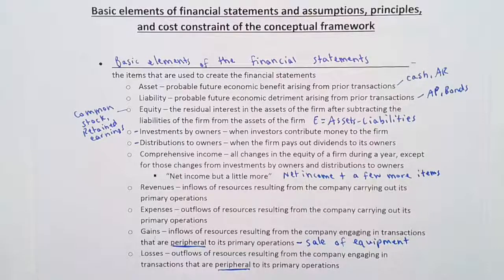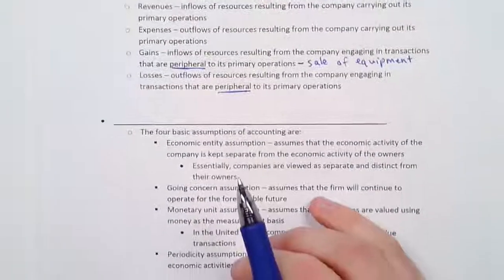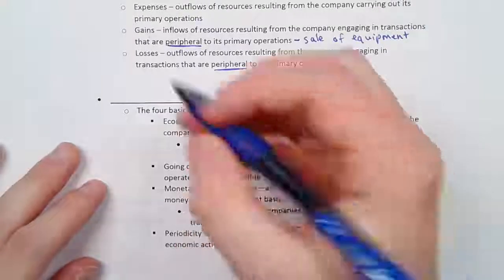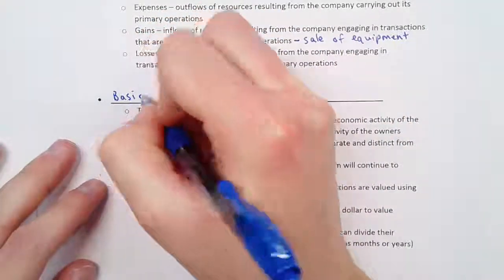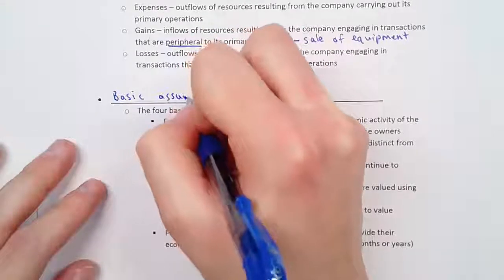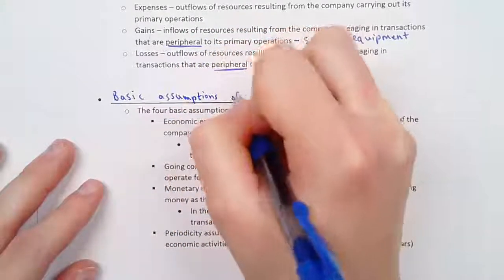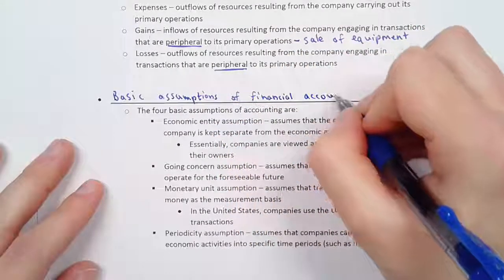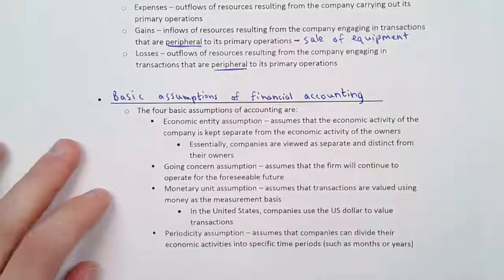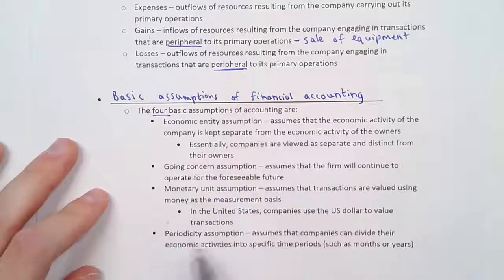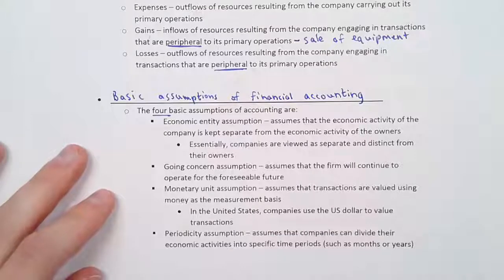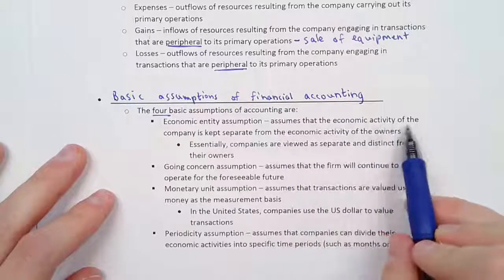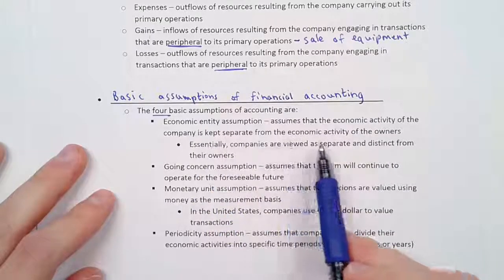Now we're going to move down to the basic assumptions of financial accounting. Okay, so we'll just write in here basic assumptions of financial accounting. We have 4 basic assumptions and we have them all listed here, so let's go through them really quick. The first one is the economic entity assumption. Basically, this assumes that the economic activity of the company is kept separate from the economic activity of the owners. Okay, so they have separate books, right?